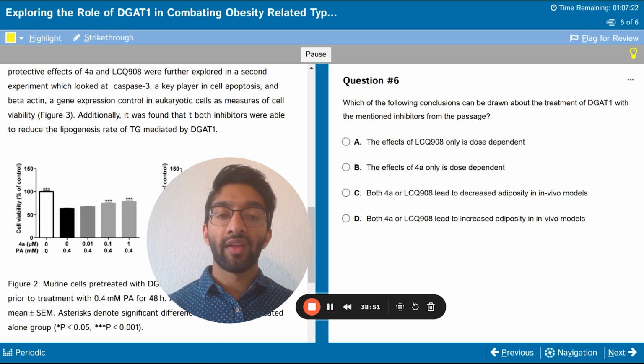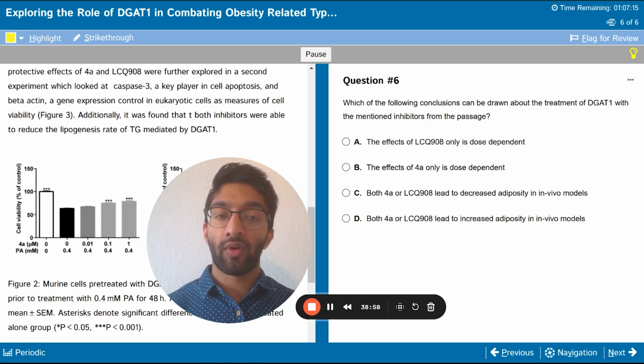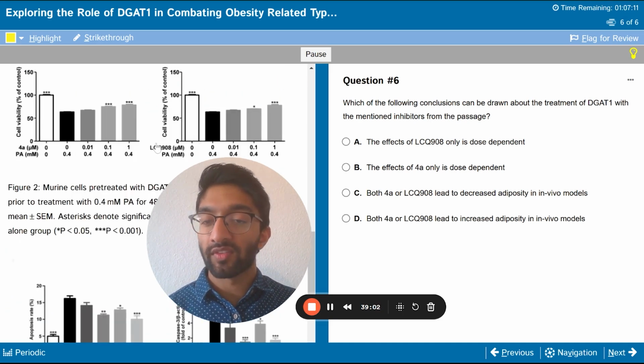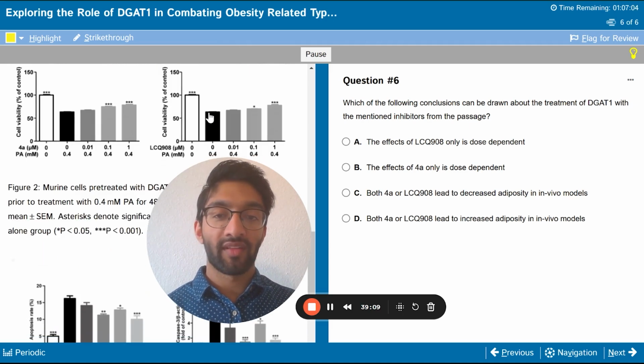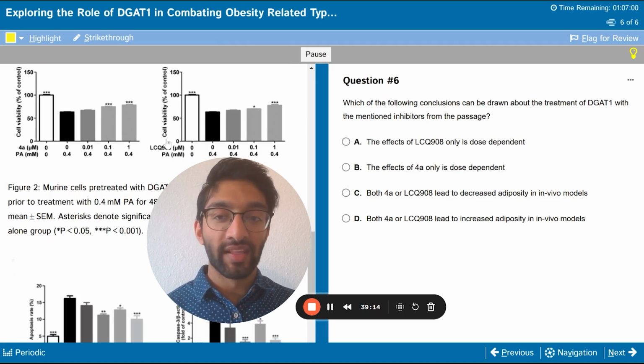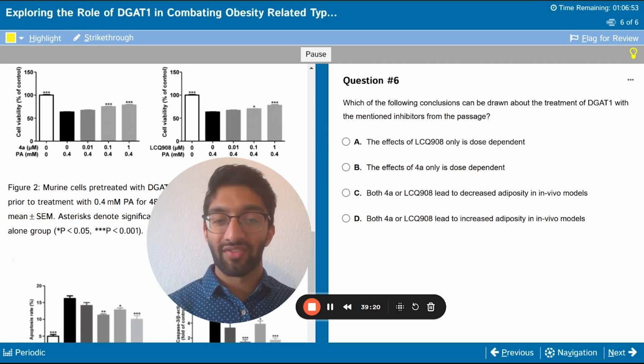So all you just need to figure out to answer this question is what are the effects of LCQ and what are the effects of 4A? And to answer this, all we need to do is once again go back to maybe figure 2 or figure 3. In figure 2, remember that we remarked that basically 4A and LCQ look the exact same, that they're doing the exact same thing. And that is already basically half the answer choice, that they're probably going to be the same.